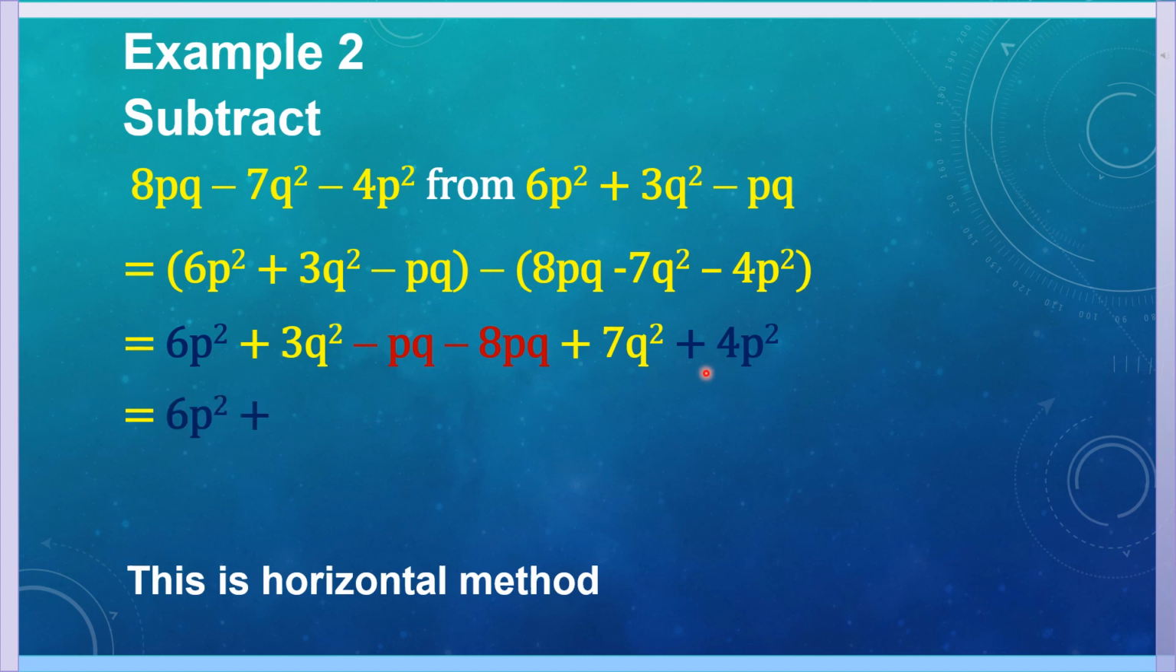6p square plus 4p square are like terms, plus 3q square plus 7q square are the other like terms, minus pq minus 8pq. 10p square plus 10q square. Here minus minus becomes minus in addition or subtraction, but we have to add the numbers. Minus pq minus 8pq becomes minus 9pq. Here we add the numbers and put the same negative sign. 10p square plus 10q square minus 9pq.